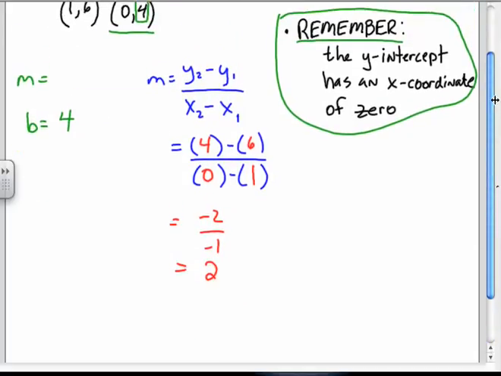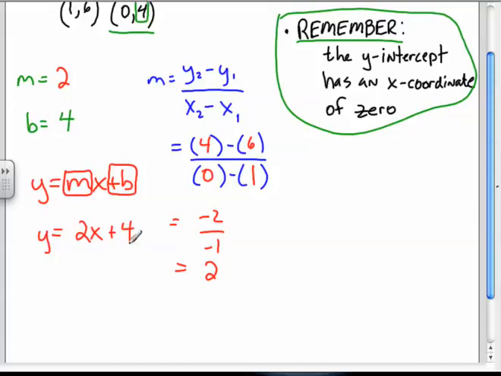Alright, so I'm going to go back up here. I know that the slope is 2. Well, remember, guys, y is equal to mx plus b. That's the slope-intercept form of the equation. And I have what these values are now. I know that this needs to be 2x, and this needs to be 4.